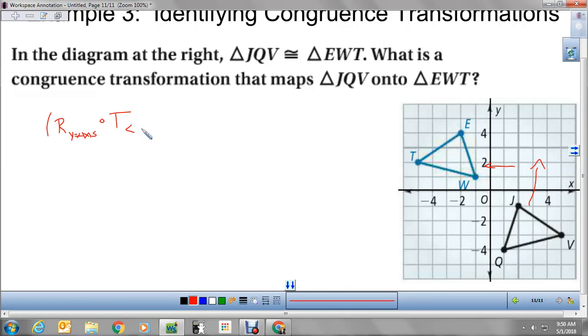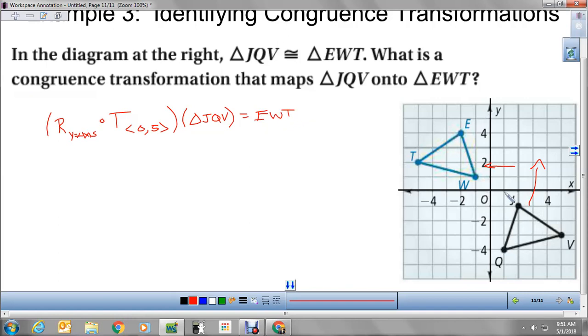So that's going to be a Y value. And I'm not going to move anywhere on the X. So I'll say 0 and a positive 5. Now this becomes of my triangle JQV, and we're going to equal EWT. This is my translation.